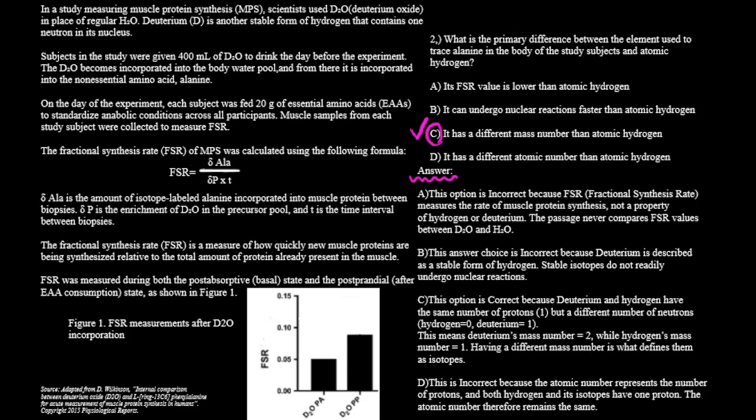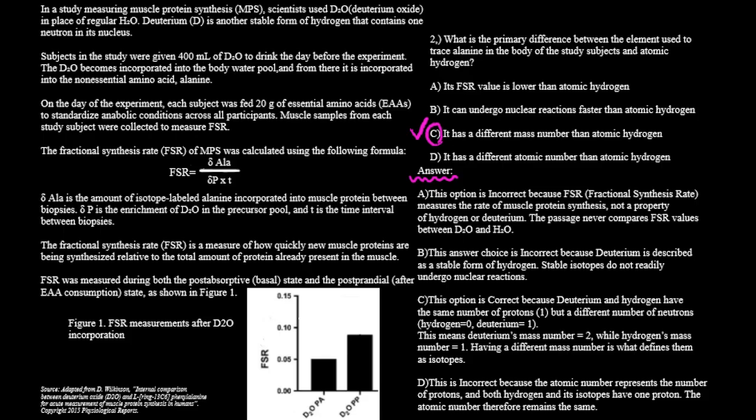Answer choice C states that deuterium has a different mass number than atomic hydrogen. This option is correct. One of the defining characteristics of an isotope is that it has the same number of protons but a different number of neutrons, which results in a different mass number. Deuterium has one proton and one neutron, while atomic hydrogen has one proton and no neutrons.